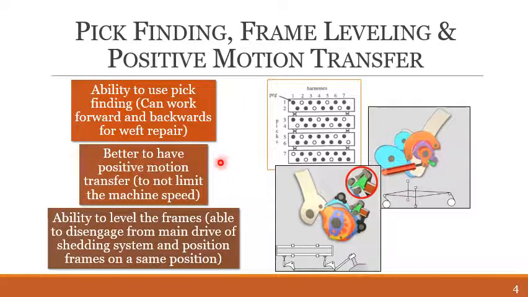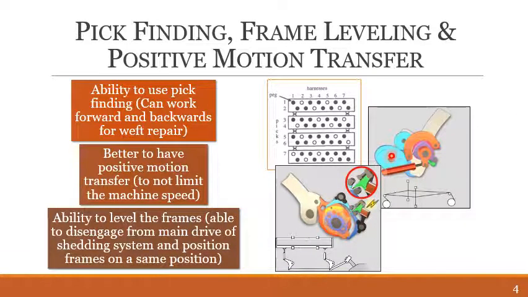Similarly, the other option is the ability to level the frames. Level the frames means we want to disengage the transfer of motion from the lifting mechanism, and we want to put the frames on the same level without any interruption, without any motion transfer from the cams or the Dobby system. For example, I will show you this video.